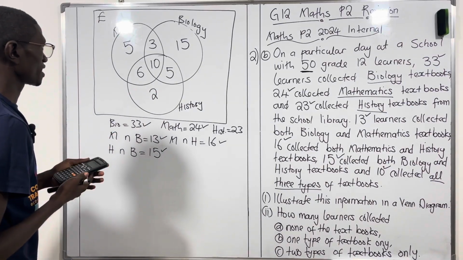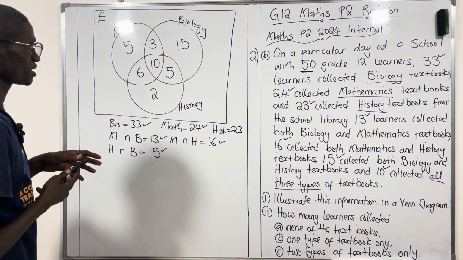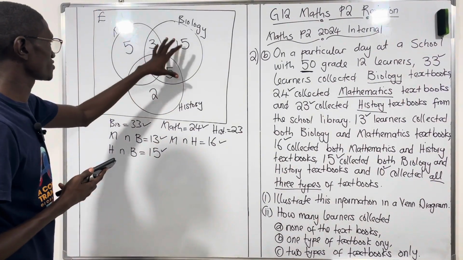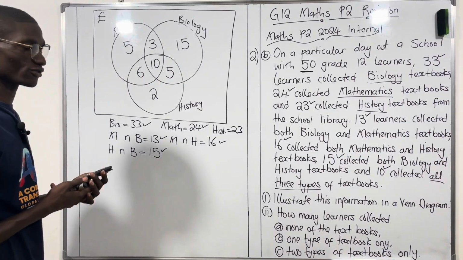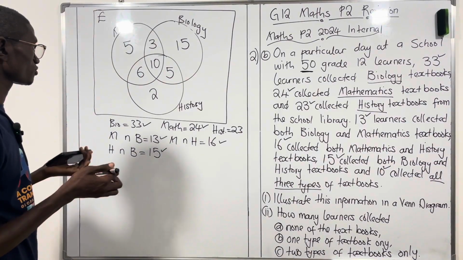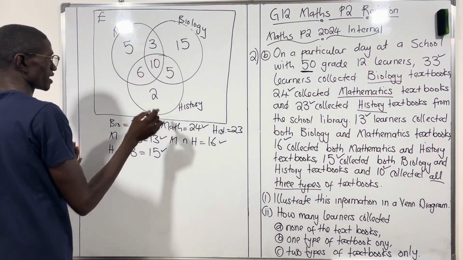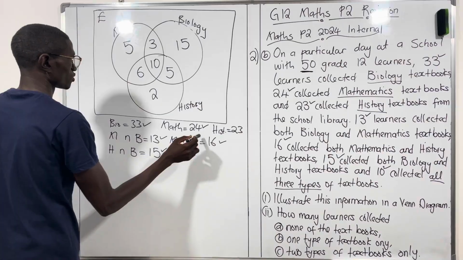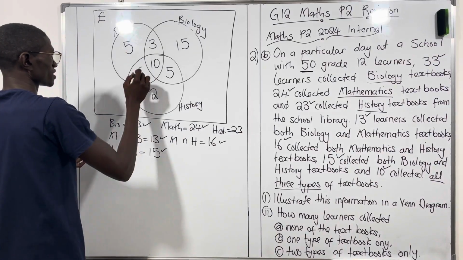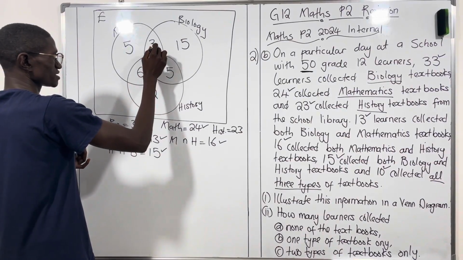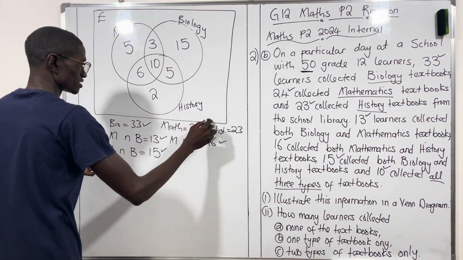Okay, so we are done plugging in the values. Now remember, we said the total should be 50. So let us add everything here and we see what we're going to find. If you want to confirm, you can actually start adding. If you add everything here, you compare, it should give you 24 in total. Okay, so 5 plus 6 is 11. 11 plus 10, that is 21. 21 plus 3, that is 24, meaning this one is correct.